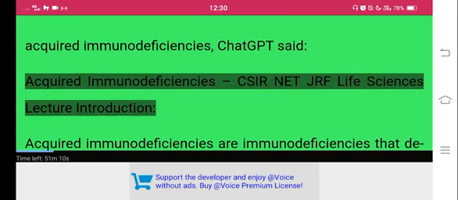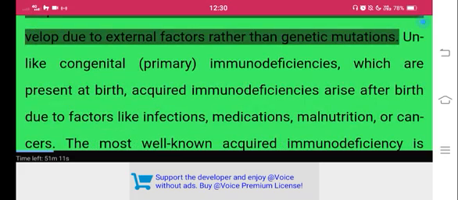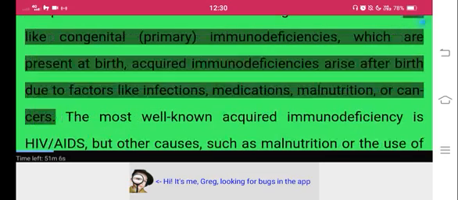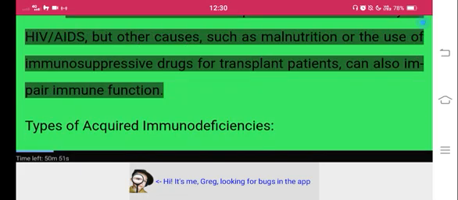Acquired immunodeficiencies, CSIR-NET JRF Life Sciences lecture. Introduction. Acquired immunodeficiencies are immunodeficiencies that develop due to external factors rather than genetic mutations. Unlike congenital primary immunodeficiencies, which are present at birth, acquired immunodeficiencies arise after birth due to factors like infections, medications, malnutrition, or cancers. The most well-known acquired immunodeficiency is HIV/AIDS, but other causes, such as malnutrition or the use of immunosuppressive drugs for transplant patients, can also impair immune function.